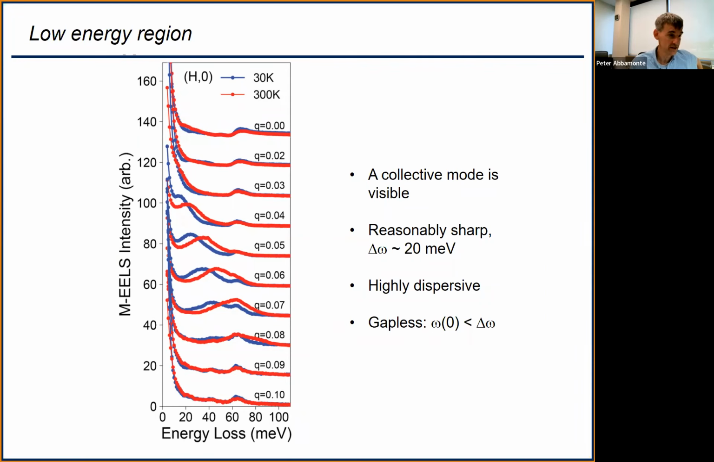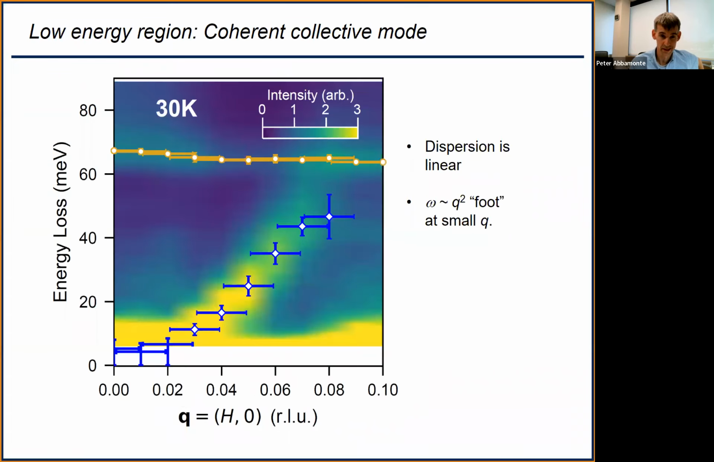So this is one of those cases where it's useful to look on a color plot. And this is what it looks like. This is just the same data, with momentum on this axis, energy on this axis. And this is this mode. Its dispersion over most of its range is roughly linear, though at very low momentum, it kind of bends over and becomes Q squared. And we saw this in 2018 and spent a lot of time trying to understand what it is.